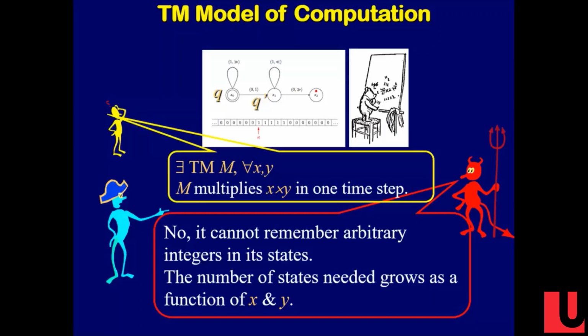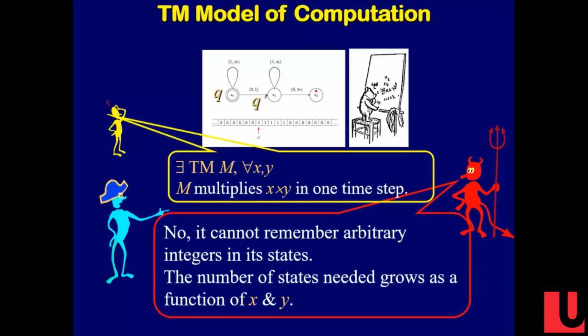What's the negation of this? The negation is that for all Turing machines M, there exists an x and a y such that the Turing machine on x and y doesn't multiply. So how would I write that? This is a for all. So what do I do for alls?